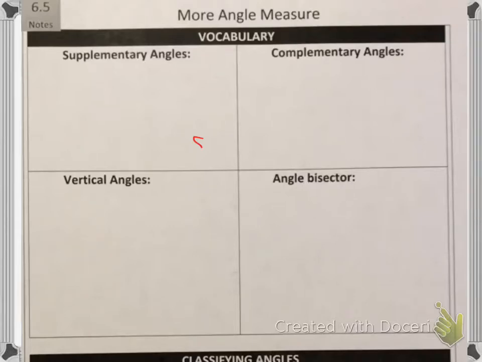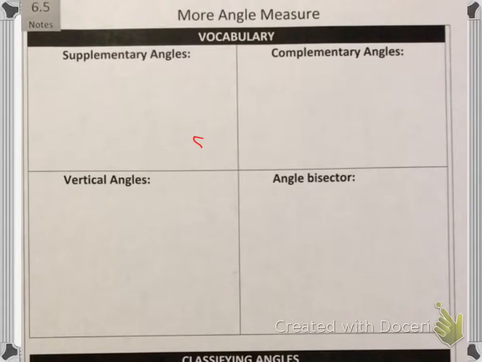This is Note Taking Guide 6.5 for Math 1. So today we're going to continue in our geometry unit. We're going to start talking today about some angles and some vocabulary of angles so that we can solve different kinds of geometry problems with angles. So the first thing I want to do is go over some vocabulary with you, and I want to remind you of the definitions of some of these things.